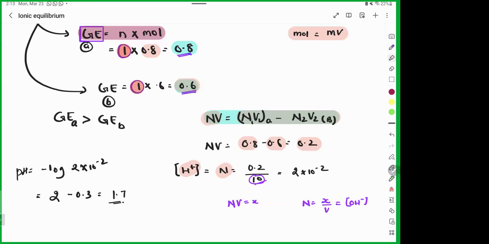Because overall it will be basic. In this question, overall it is acidic. Acid is strong. That's why it is given as positive concentration.